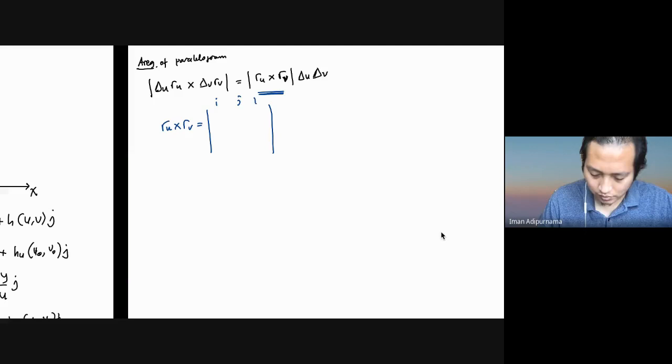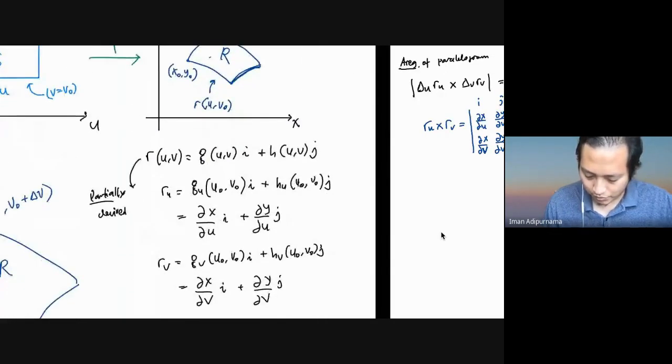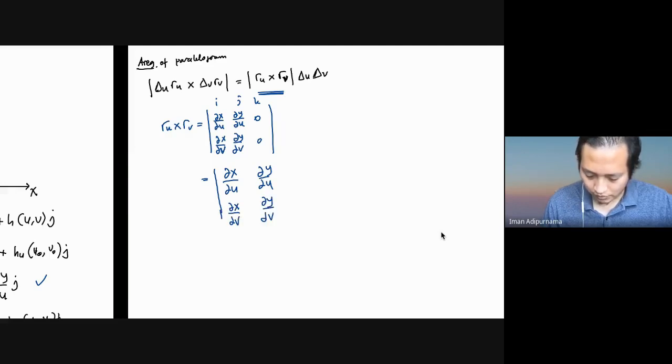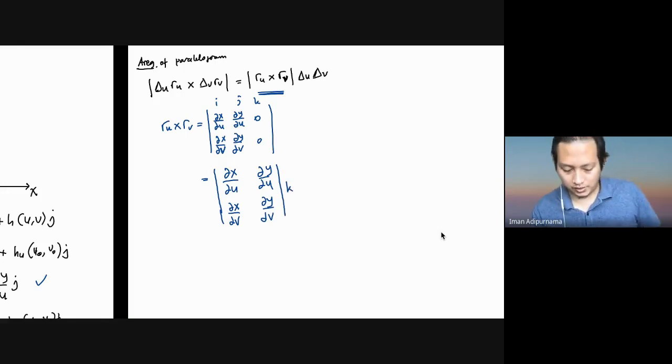Now this part we can check, the cross product. Let's just write i, j, k, then dx/du, dy/du, and dx/dv and dy/dv. This is from this part. And then we get delta x over delta u, delta y over delta u, delta x over delta v, delta y over delta v, and this will be on k, because i cross j is k, right?